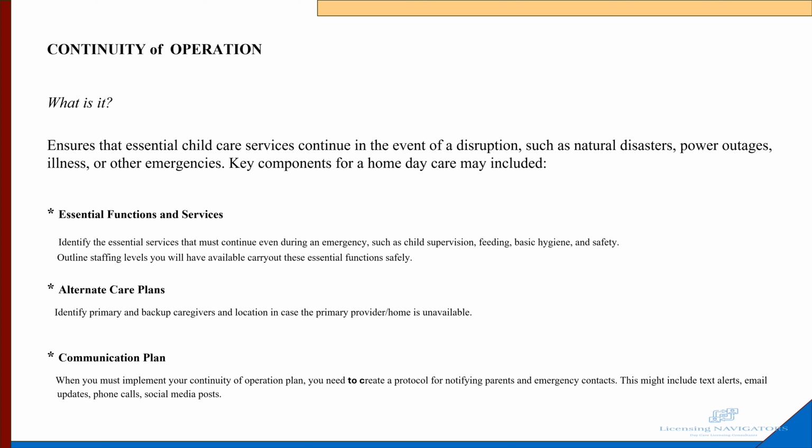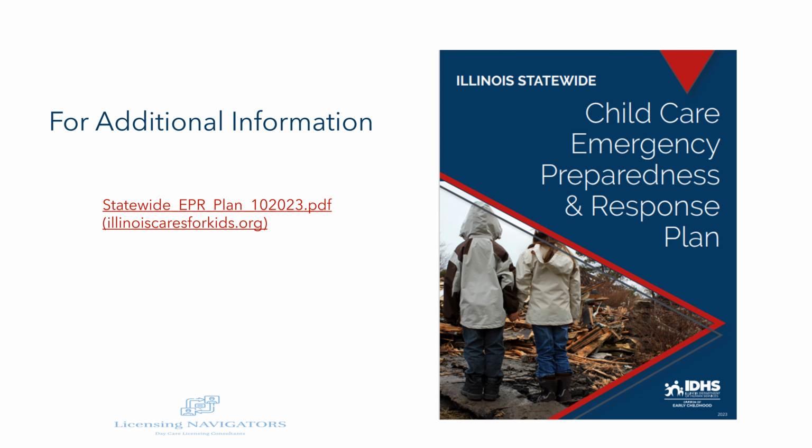Communication plan. When you must implement your continuity of operation plan, you need to create a protocol for notifying your parents and emergency contacts. The protocol may include text alerts, emails, phone calls, social media posts. That completes the requirements for an emergency preparedness plan for daycare homes.